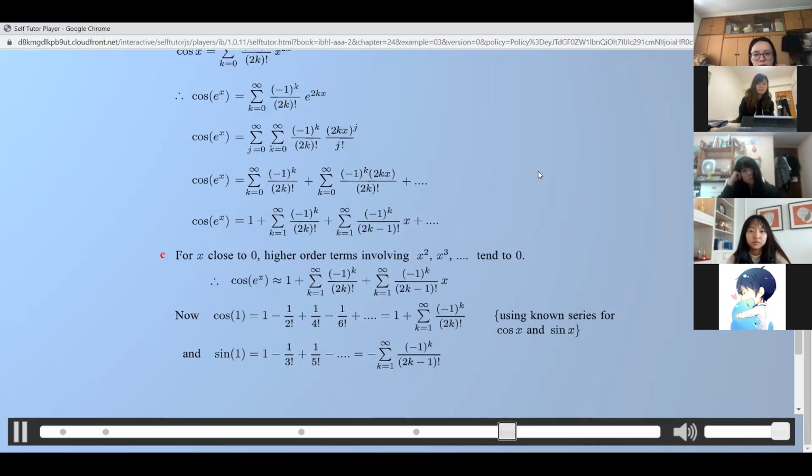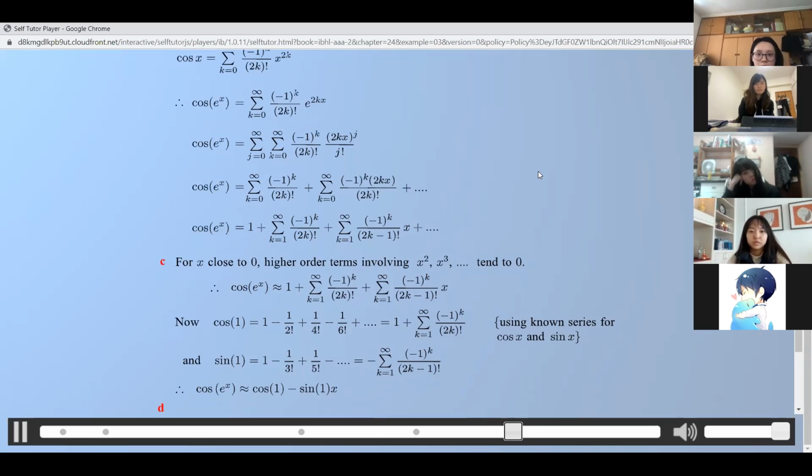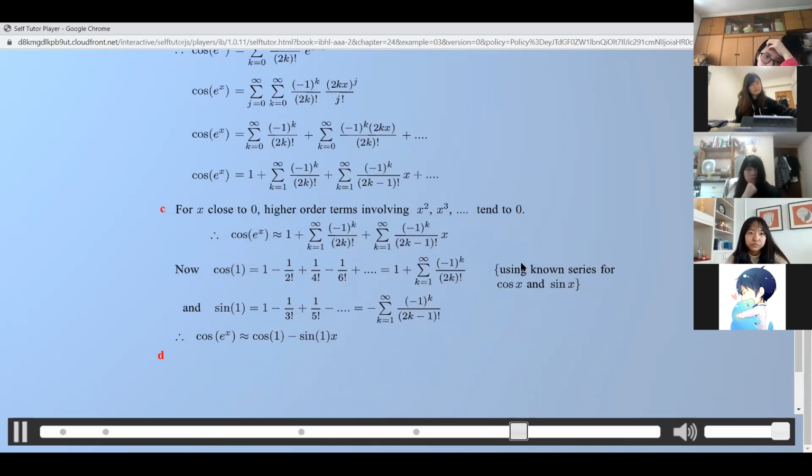Finally, in part D, we calculate the second degree Maclaurin polynomial approximation for cosine e to the x. This is the best approximating quadratic for the curve at x equals 0. We let f be the function cosine e to the x.